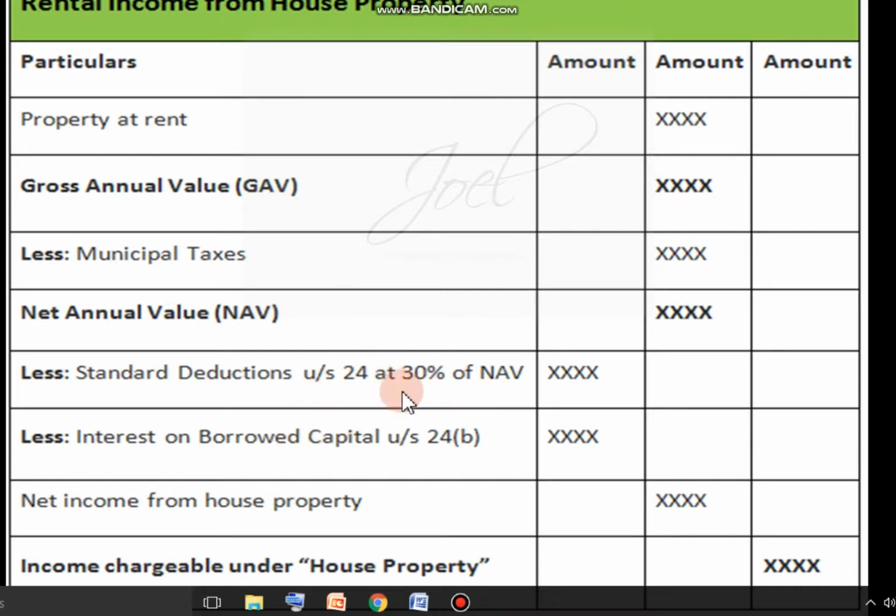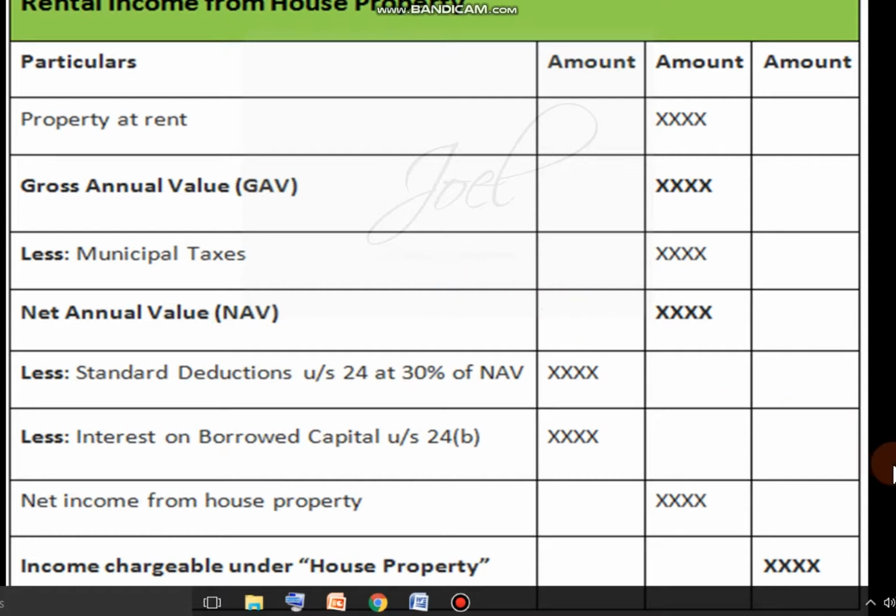Now, this 30% will remain the same always, it is a fixed charge, and any other charges whatever appear in the problem, we are not supposed to consider, like repairing charges, rent collection charges, handling charges, all those things we are not supposed to consider.